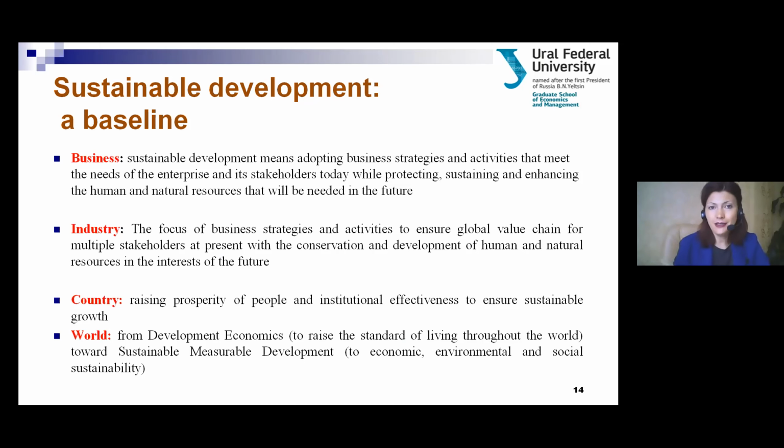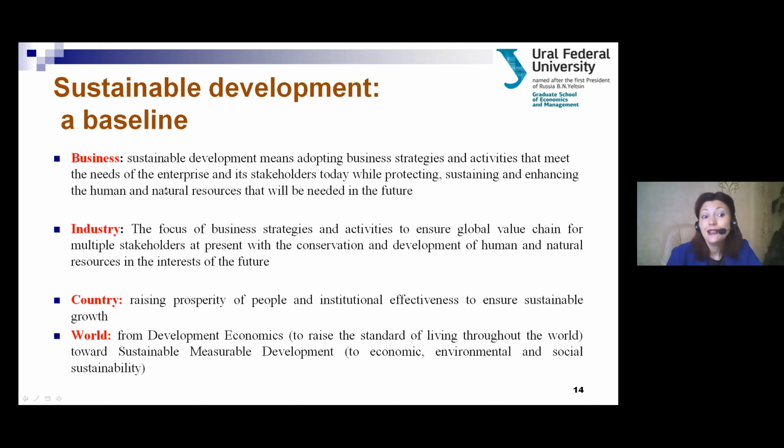When we talk about industry, and we will look into examples of industries today, that's to make sure that the whole market is focused on the same prosperity formation, that they are focused on global value chains, and that they make sure multiple stakeholders will develop to conserve and develop human, financial, economic, and social resources in the interests of the future. That is why I really like that the word future was in the center of our word cloud.